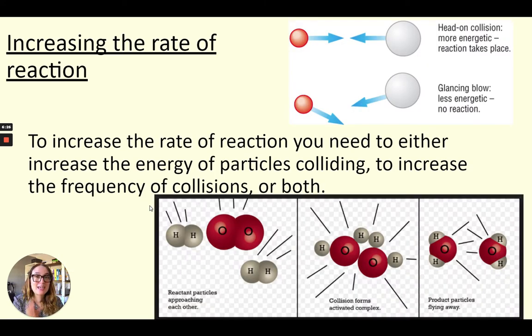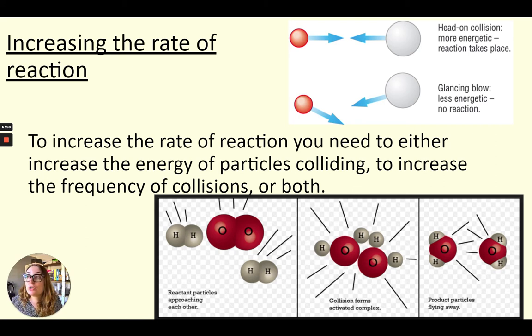Now, how do we increase the rate of a reaction? Well, in general, to speed up a reaction, we need to do one of three things. The first thing we can do is increase the energy of the particles colliding. So we can make sure that each of those particles has more energy to begin with. And normally, that's kinetic energy and is to do with how quickly they're travelling. The second thing we can do is increase the frequency of those collisions. So we can make those collisions happen more often.